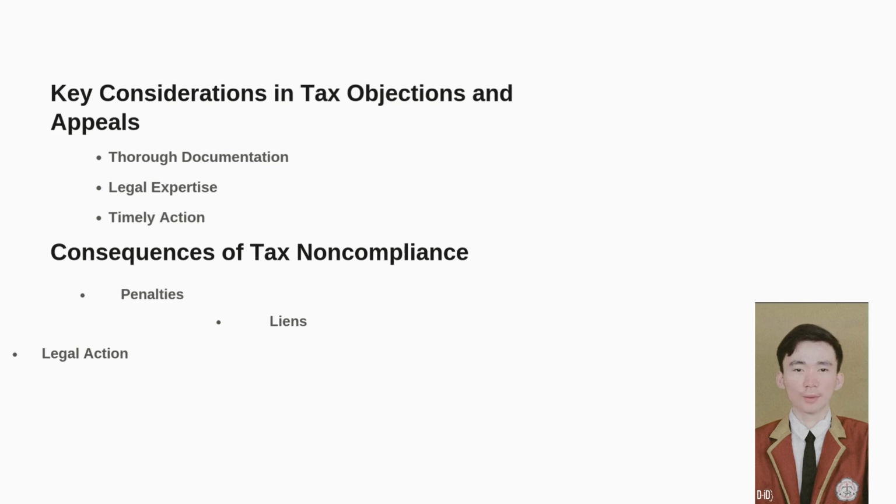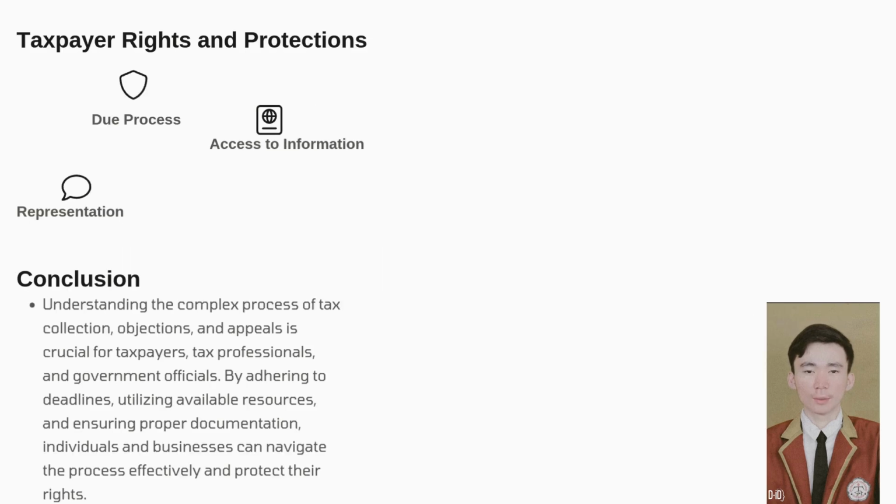Consequences of tax noncompliance. Penalties. Failure to pay taxes or comply with tax laws can result in financial penalties, ranging from late payment fees to interest charges on unpaid taxes. Lien. The tax authority may place a lien on the taxpayer's property to secure the unpaid taxes, making it difficult to sell or refinance the property. Legal action. In extreme cases, the tax authority may pursue legal action, including wage garnishment, bank account levies, or even criminal prosecution.